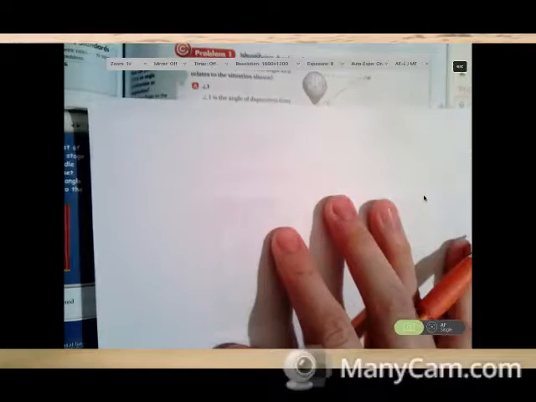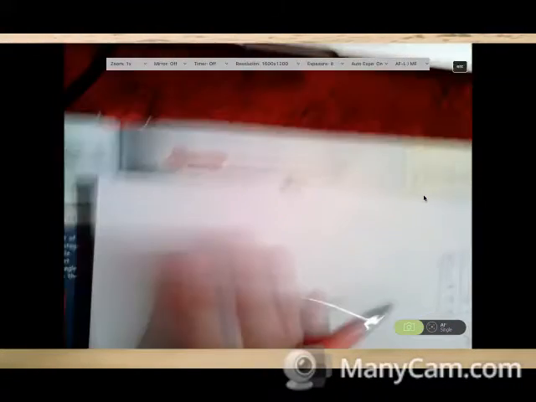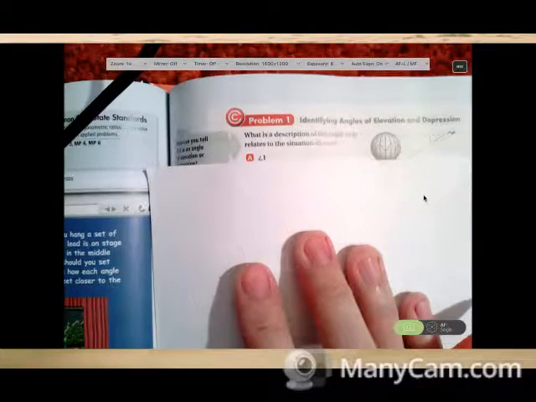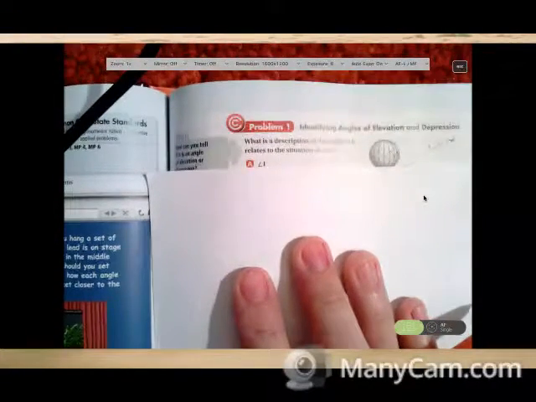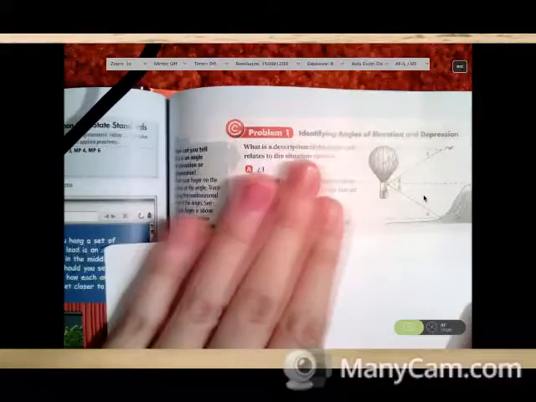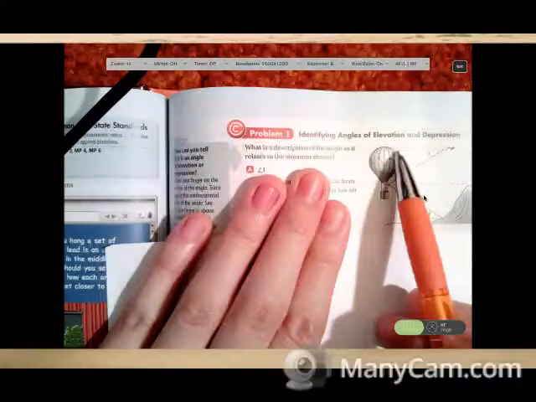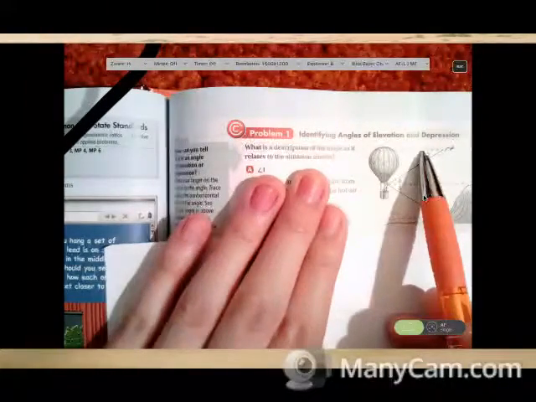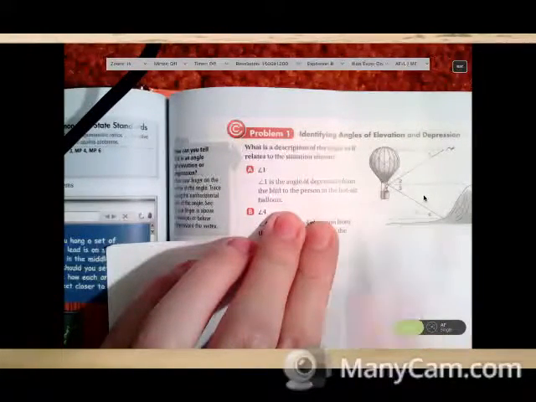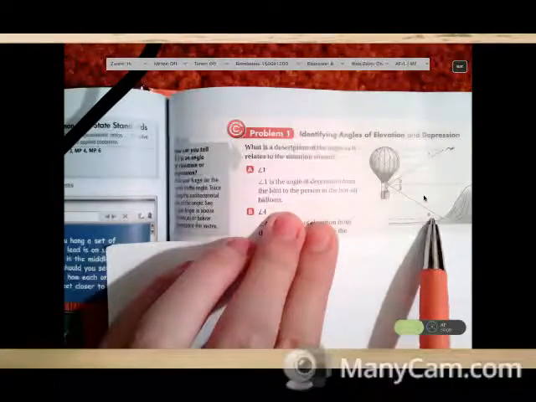What is the description of the angle as it relates to the situation shown? So we're looking at angle 1 and angle 4. As you can see here, for angle 1, the horizontal line is formed at the top, so therefore this is the angle of depression. For angle 4, the horizontal line is at the bottom, so therefore angle 4 is the angle of elevation.